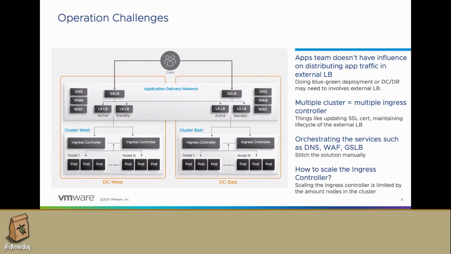I forgot to mention how to scale the Ingress controller. In the Kubernetes cluster, you can scale out the application pod as much as you want because the platform is flexible. You can just scale out and scale in the application pod. But how do you scale out and scale in the Ingress controller? Because in order to scale out the Ingress controller, you need to add more nodes to it in order for the Ingress to scale out. So this is another challenge.